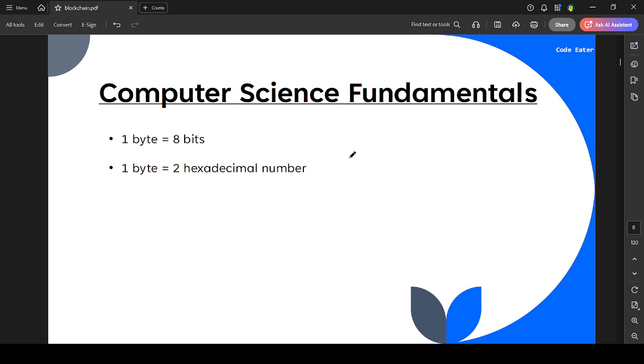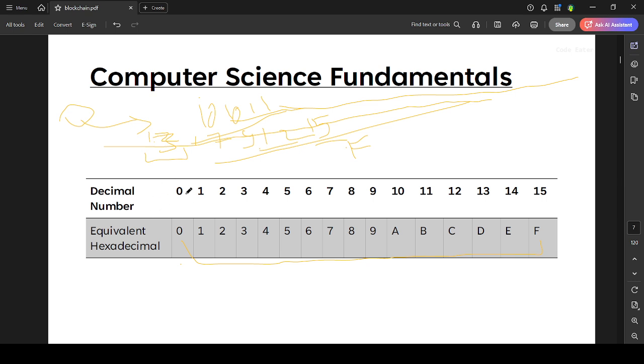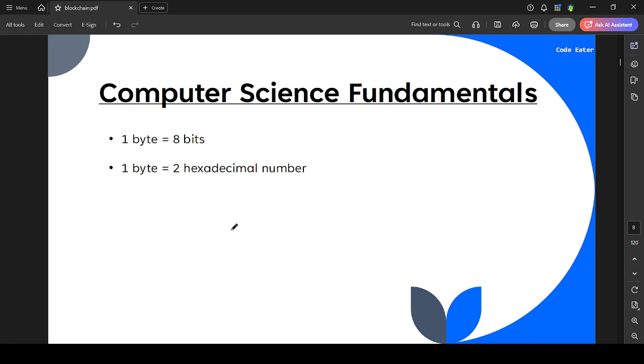Again, here we have computer science fundamentals. 1 byte is equal to 8 bits, and 1 byte is equal to 2 hexadecimal digits. Which means for 0 you have to write 00, because it is 2 hexadecimal digits, and for 1 you write 01. Same here, 1 byte is equal to 2 hexadecimal digits.